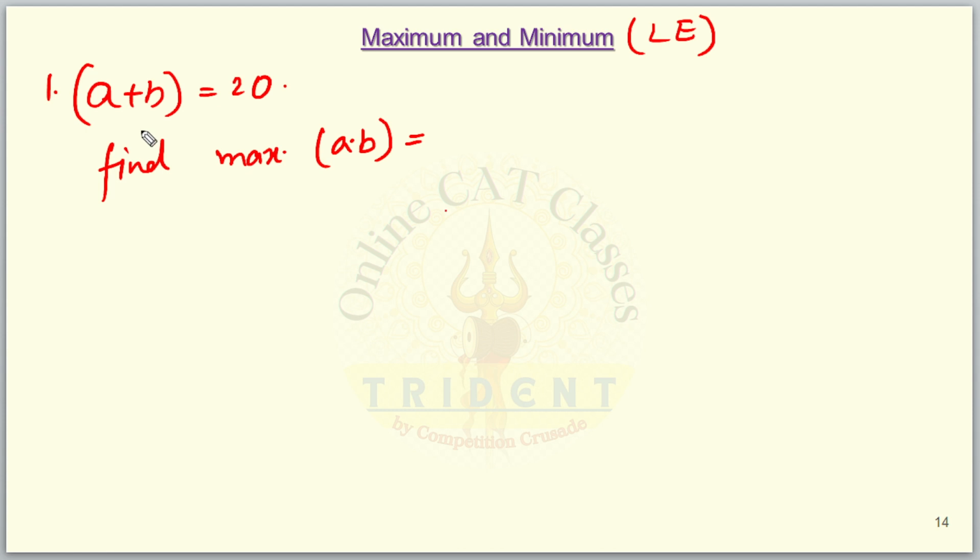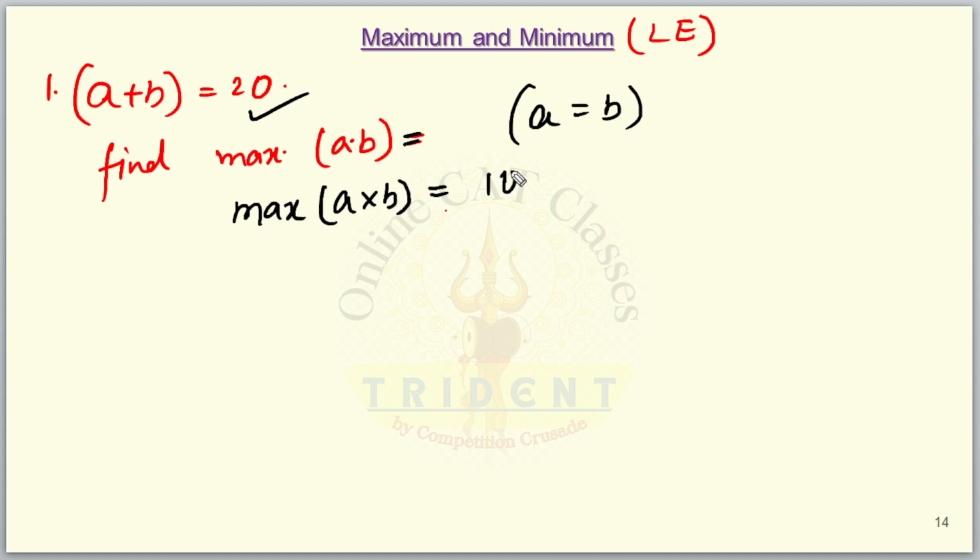The idea is that the maximum value of the product is achieved, when the sum is constant, only when a is equal to b. This is a property you should remember. You can try out different values for a and b and check. Ultimately you will reach that the maximum value is only attained when a is equal to b. This is only viable when the sum is constant. For a plus b equal to 20, the maximum a into b is going to be 100. You can check with numbers, but I'm leaving it to you.